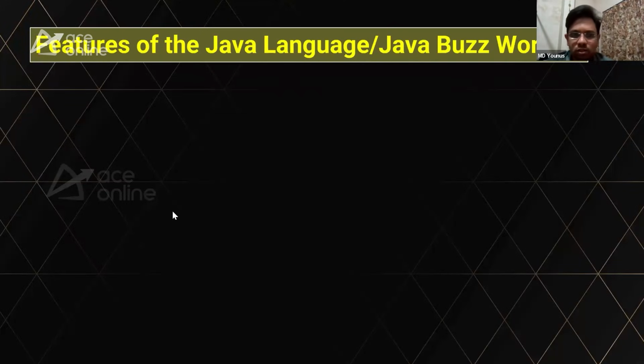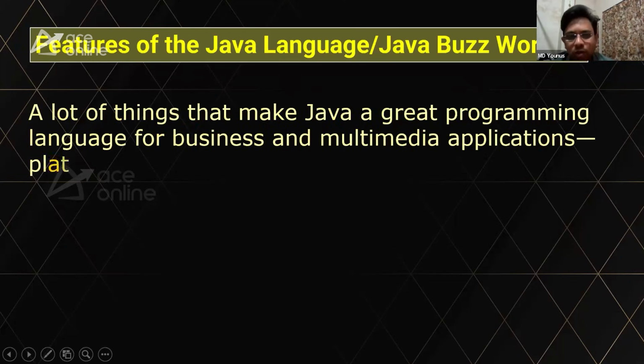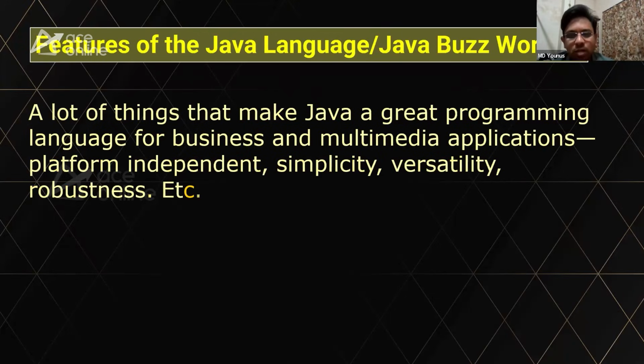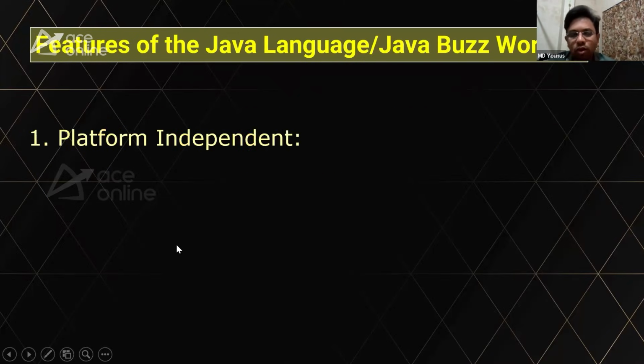So let's see the most important features of the Java programming language. A lot of things make Java a great programming language for business and multimedia applications, like platform independence. It's a very simple language, with versatility and robustness. All these features make Java a great programming language. So let us see them one by one, getting started with the first feature called platform independent. What is meant by platform independent?